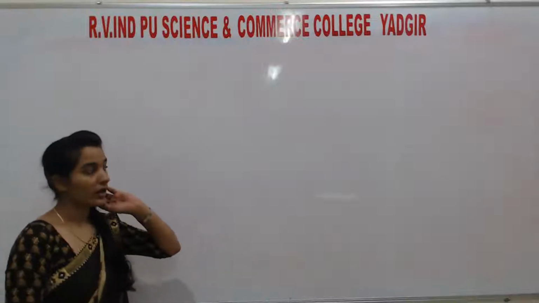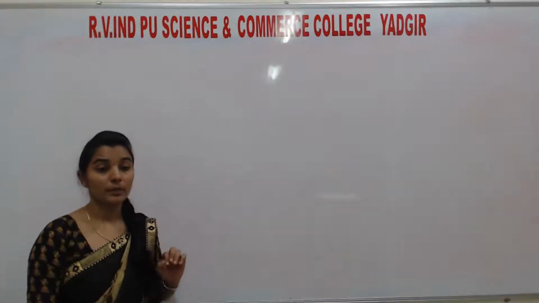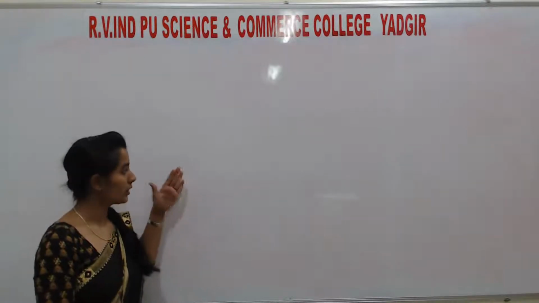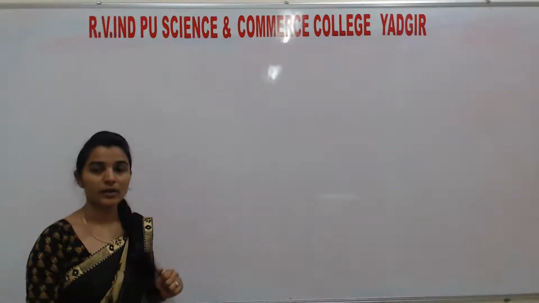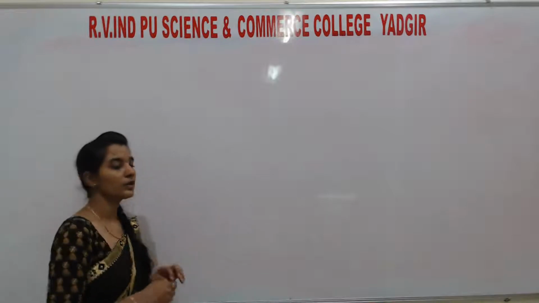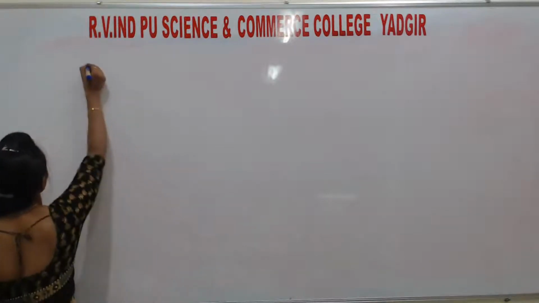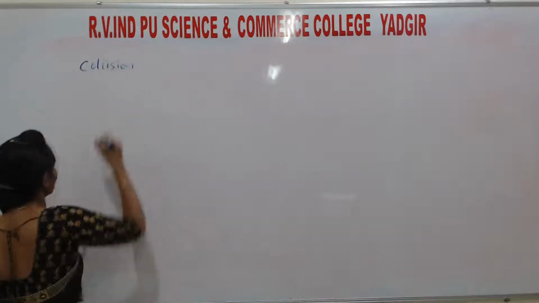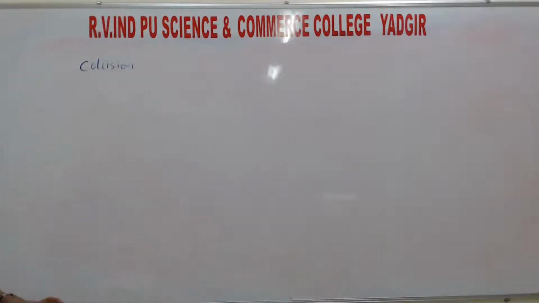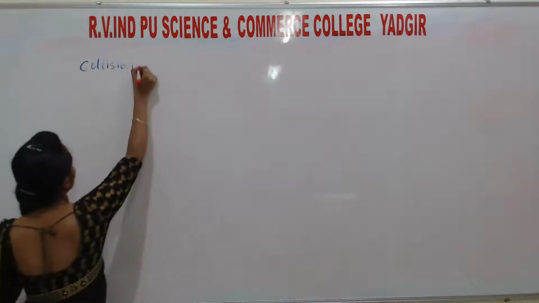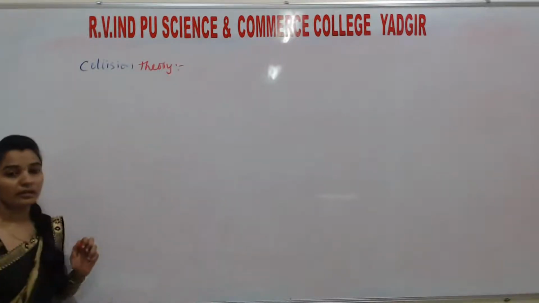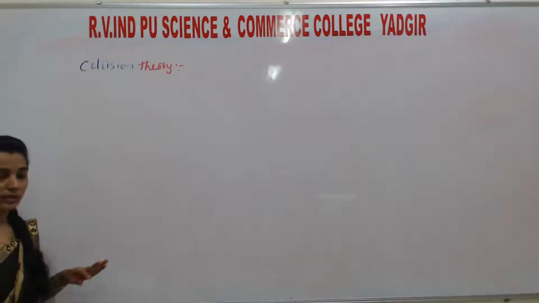In the last class, we discussed the temperature effect on the rate of the reaction, and the catalyst effect on the rate of the reaction. And the last topic of this chapter is collision theory. So what does collision theory mean?